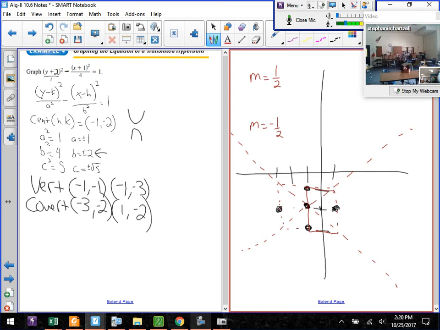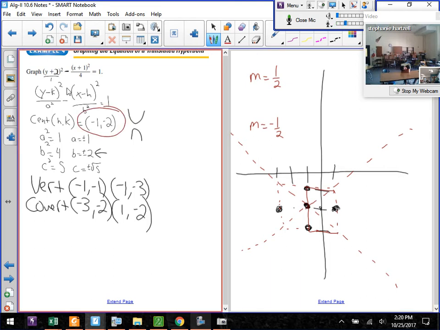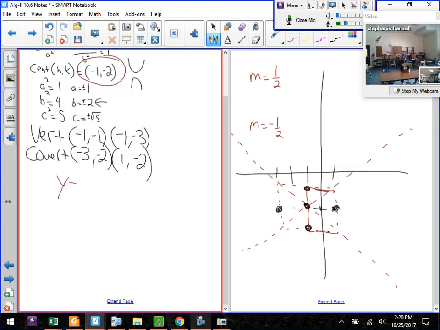Now, right away, I have an ordered pair that both of those slopes went through. They both happen to go through what? They went through the center, didn't they? So when I write out my equation for my asymptotes, I'm going to use point slope form. And I basically do that twice for the asymptotes. One with the positive slope and one with the negative slope.